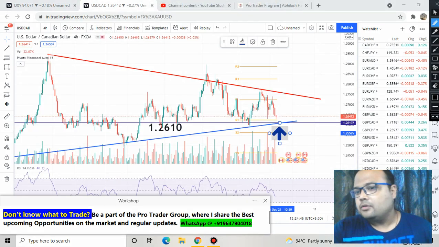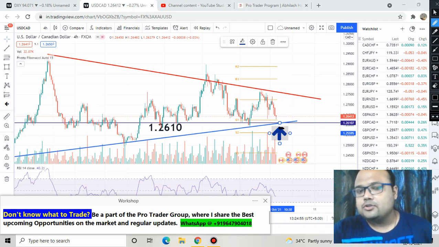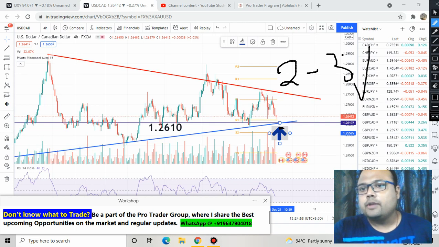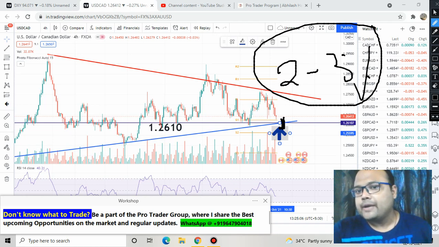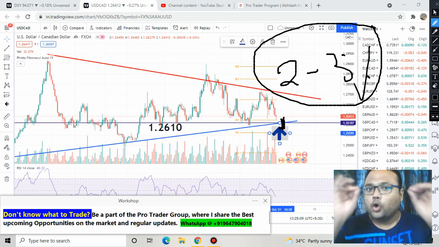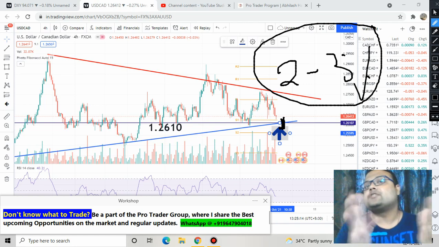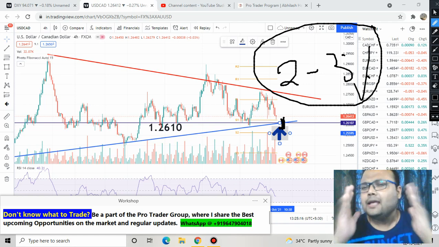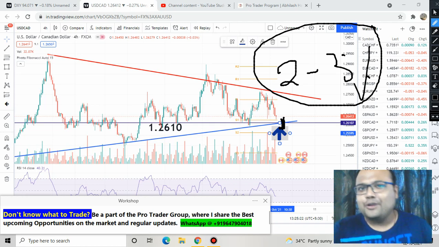Do not buy here until and unless you get proper confirmation in the form of a hammer or bullish engulfing pattern, and also use a stop loss below this level. Do not risk more than 2 to 3% of your trading capital. That's my request. And if you find the market breaking this level or going downwards, listen to me carefully, don't do anything. I'll be coming down on Monday and I'll tell you what your next trading strategy for USD CAD should be. Do not take any impulsive trade that may end up in a loss. Hopefully you're getting my point.